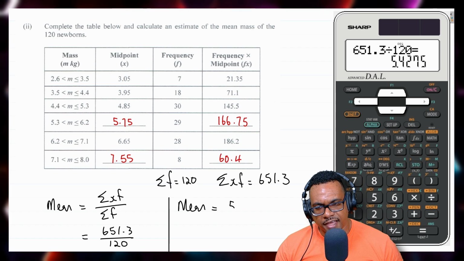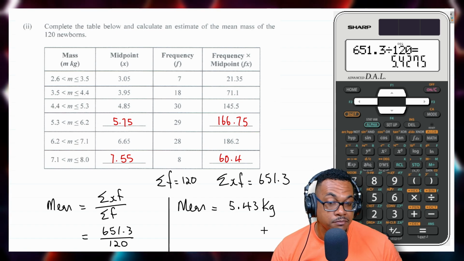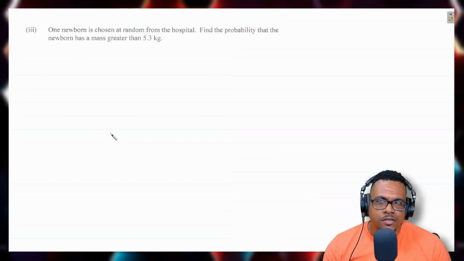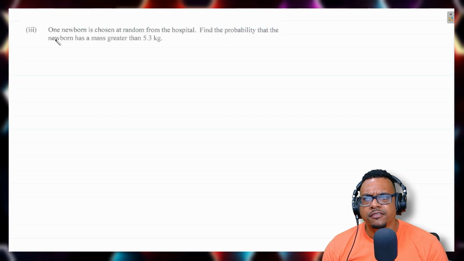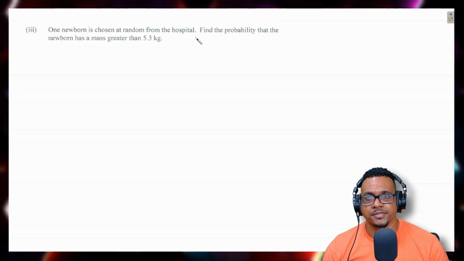So I'm going to write 5.43 kilograms as my mean. So now for part 3 of the question, we have one newborn chosen at random from the hospital. Find the probability that the newborn has a mass greater than 5.3 kilograms.